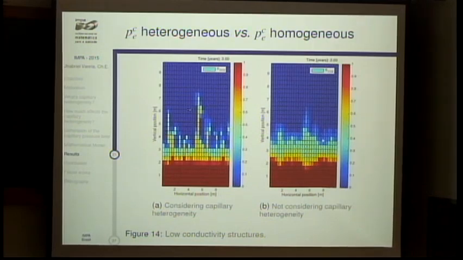As we can see again, this profile of CO2 is quite more ramified, and it seems that somehow the CO2 finds the easiest path to flow through. So this could be a problem, because if we have a sort of fracture here and we're not including the capillary heterogeneity, we're underestimating the flow of the CO2.